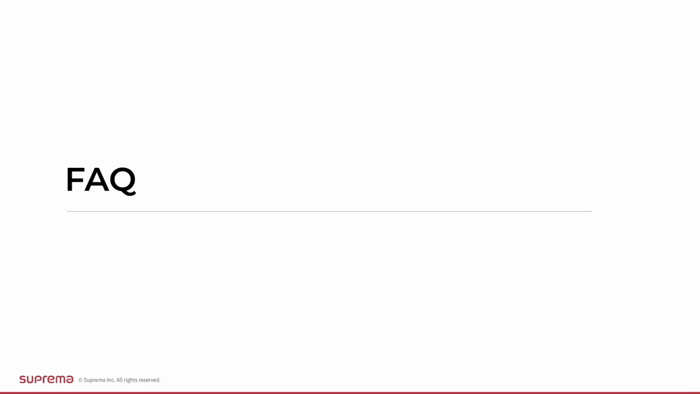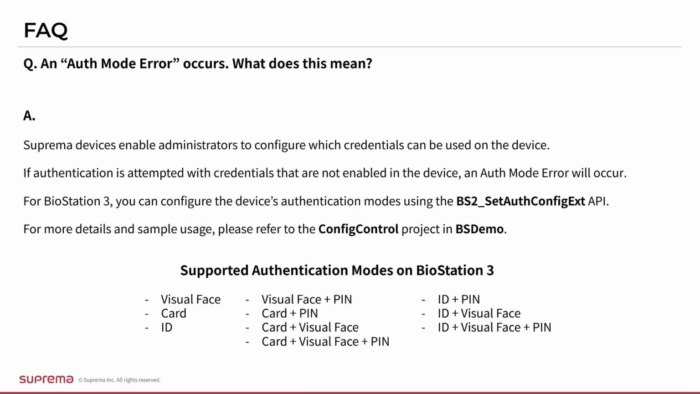Here are some frequently asked questions. The first question is, an auth mode error occurs. What does this mean? Suprema devices enable administrators to configure which credentials can be used on the device. If authentication is attempted with credentials that are not enabled in the device, an auth mode error will occur.